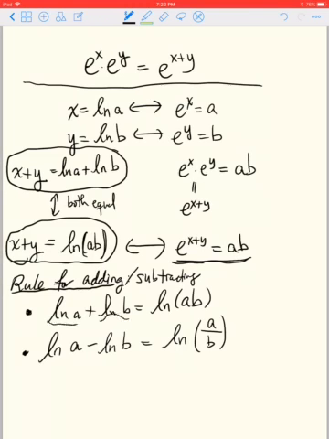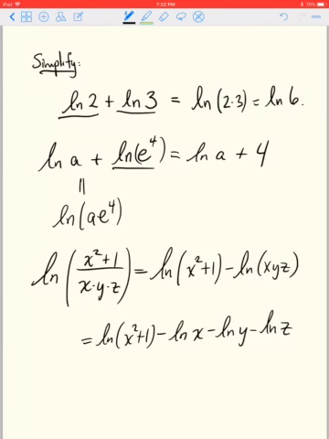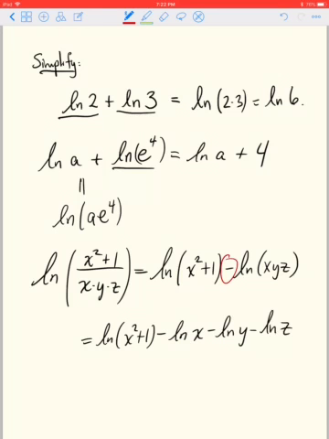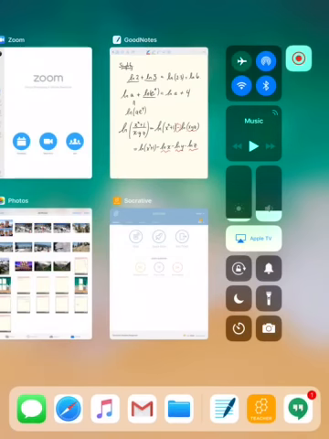And what rules did I use? Well, let me flip back to the previous slide. I used that the sum of two logs is the log of the product, and the difference of two logs is the log of the quotient. So I use that quotient here. That's where this minus sign was coming from. And then how did I get xyz? Well, that's the product of three things. And so I'm going to get the sum of 3 logs.